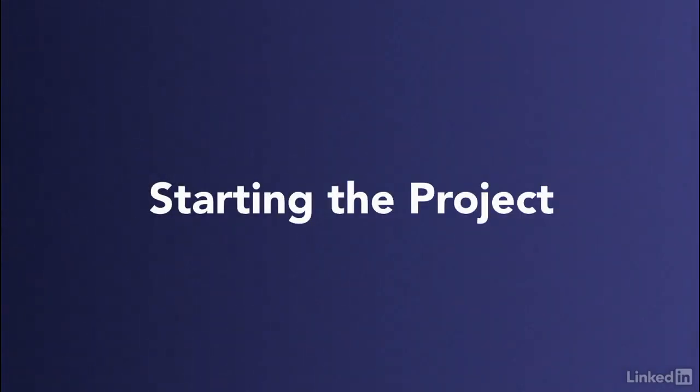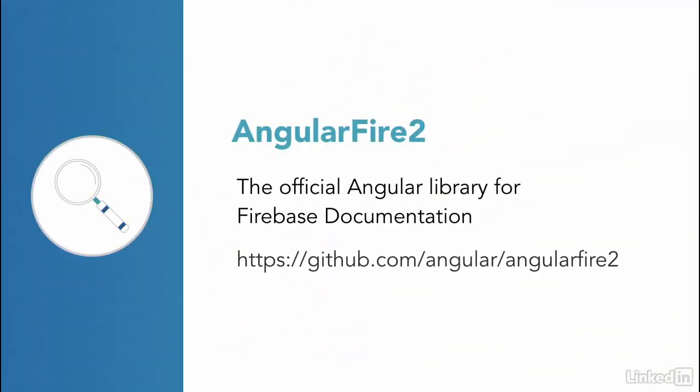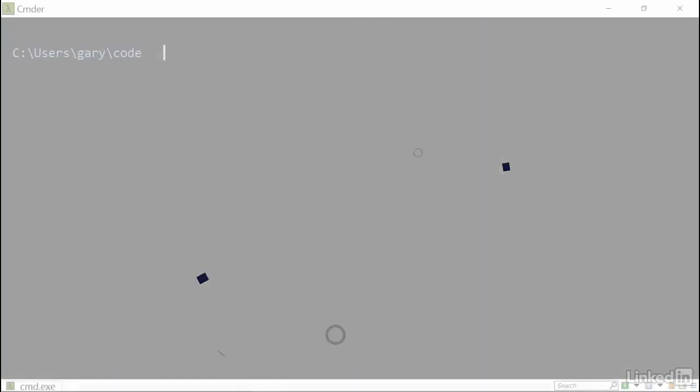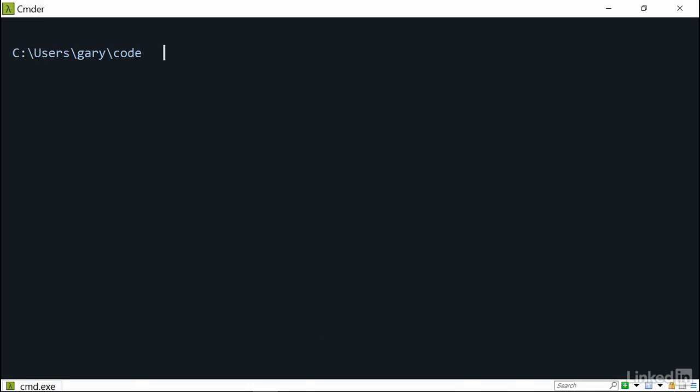Now that our Firebase project is all set up, it's time to use the Angular CLI, or command line interface tool, to start our project, as well as integrate AngularFire 2. Now, AngularFire 2 is an official Angular library for interacting with Firebase, and it makes performing CRUD operations a breeze. In your command line or console, we need to ensure that we have the Angular CLI tool installed.